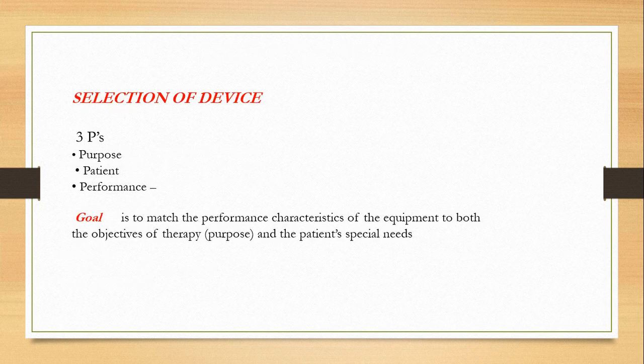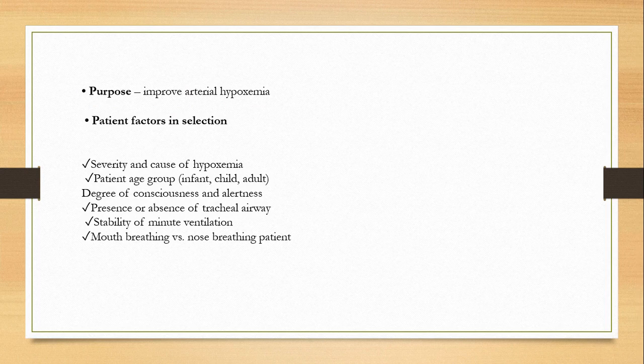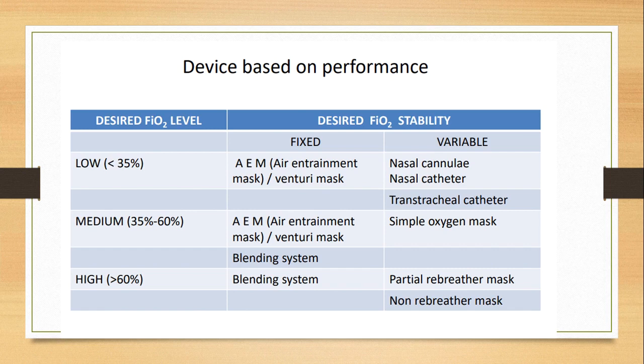Now, how do you select the device that we need to give the oxygen therapy? There are 3 P's to it. There should be a purpose for giving the oxygen therapy, the kind of patient, and the performance of the device. The goal is ultimately to keep the patient comfortable and to match the requirement or the end result that we need. So the severity and the cause of hypoxemia, the patient age group, the degree of consciousness and alertness, the presence or absence of tracheal airway, and stability of minute ventilation are some of the things which will make us decide on the route for which the oxygen delivery method should be chosen.